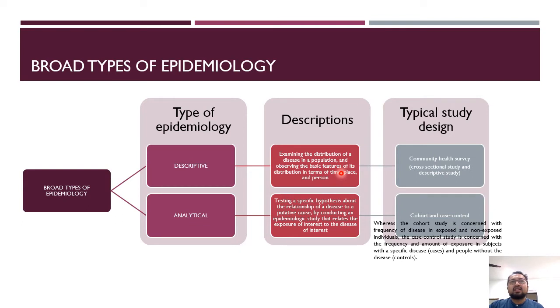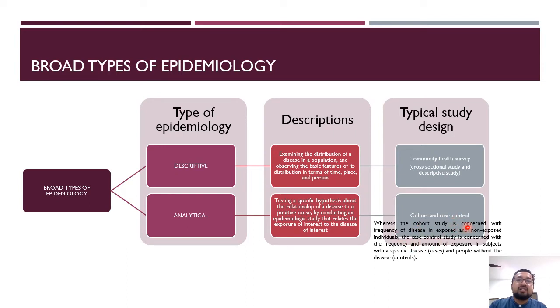No, it's just like kita nak mention disease ni berapa persen dalam kalangan population. Okay, that's all. Number 2 is analytical. Testing a specific hypothesis about the relationship of a disease to a putative cause. This is a keyword. By conducting an epidemiology study that relates the exposure of interest to the disease of interest. So, typical study design yang kita guna adalah cohort and case control.